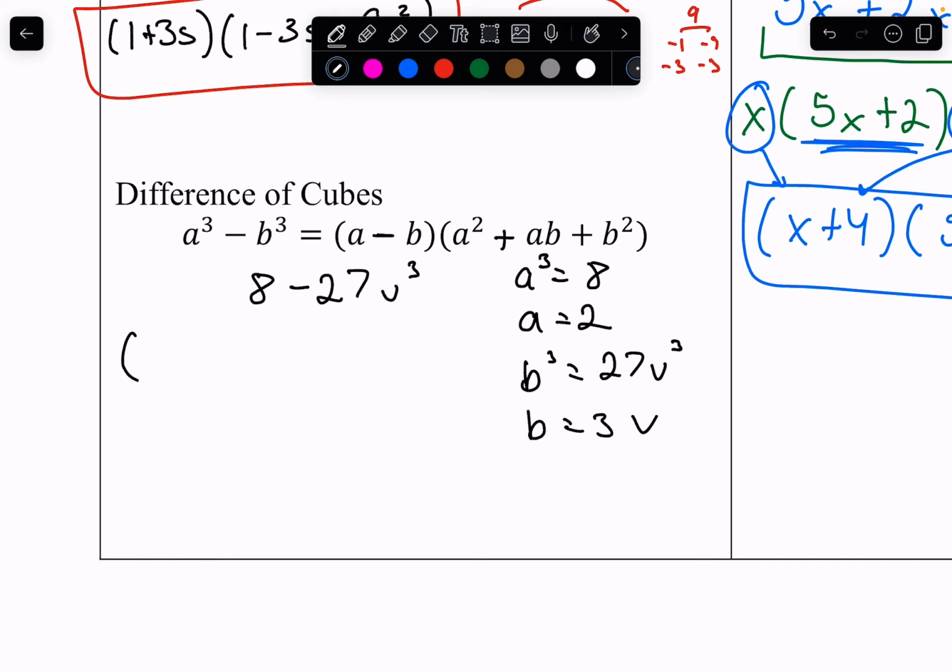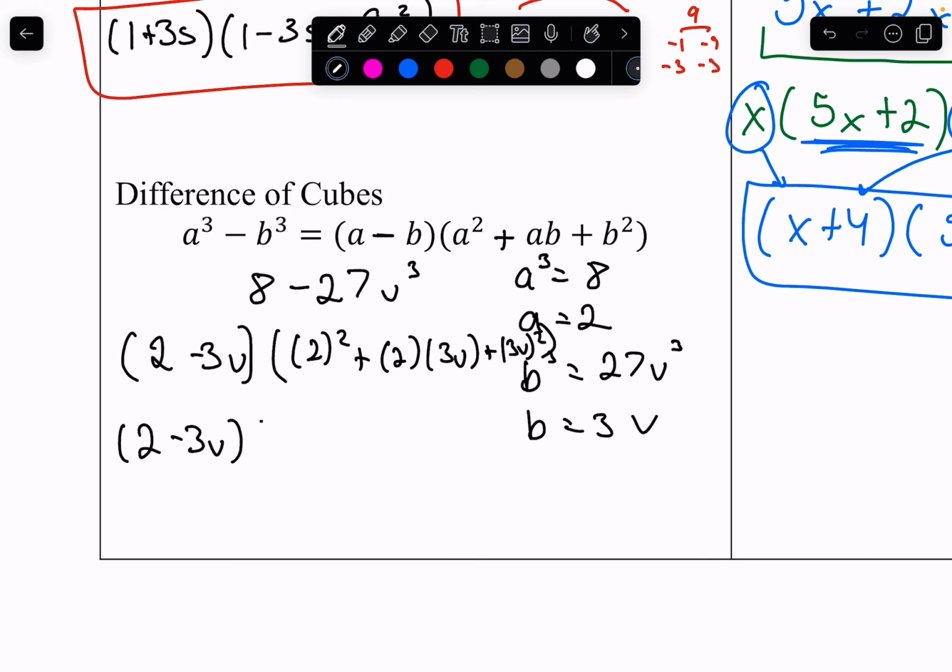So we are going to do 2 minus 3v, and then we get 2 squared plus, and then we've got 2 times 3v plus, and then b squared, which is going to be 3v squared. So now we just simplify that. We get 2 minus 3v. 2 squared is 4, so we get 4 plus, and we multiply this, we get 6v.